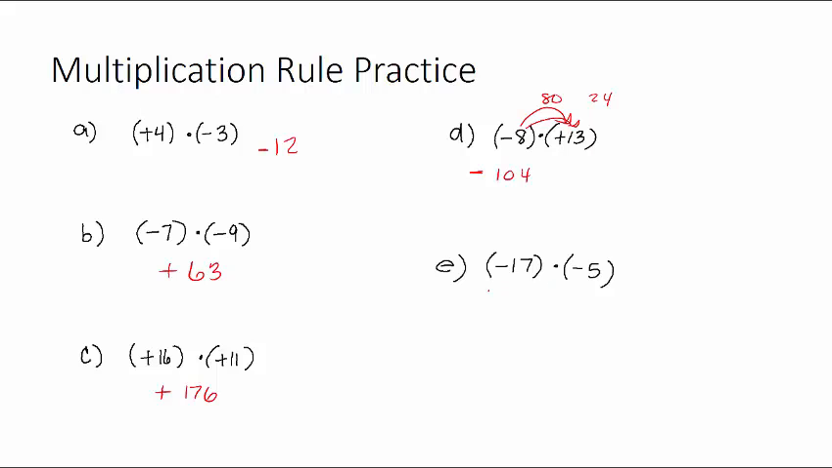Here for E, the signs are different, so it's positive. Signs are the same, so it's positive. 17 times 5, well, we could think 10 times 5 and 7 times 5. So that's 50 and 35, so it's 85.